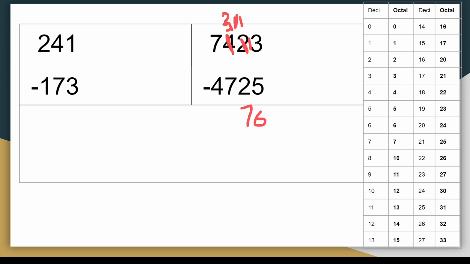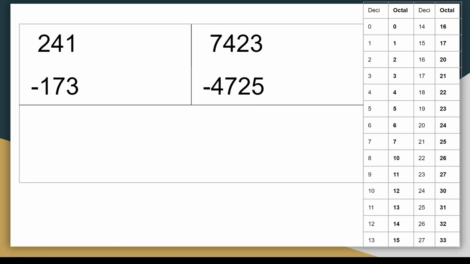Now 3 minus 7, we have to borrow again. This becomes a 6. This becomes 1, 3. Yet again, 1, 3 is not equal to 13. It's 11. So 11 minus 7 is 4. So this is a 4. And then 6 minus 4 is normal. 2, 4, 7, 6. So 7423 octal minus 4725 octal is 2476 octal.